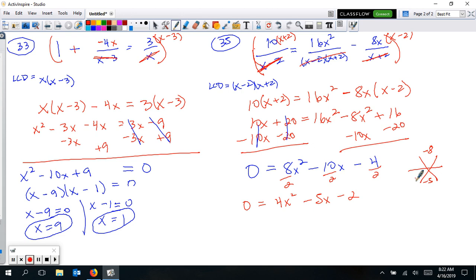Well, let's see. 4 and 2 won't work. 8 and 1, that won't work either. That's all I really have as options. So it is not factorable. That leaves us with having to use the quadratic formula. Let's write it down again: x equals the opposite of b plus or minus the square root of b squared minus 4ac, all over 2a.